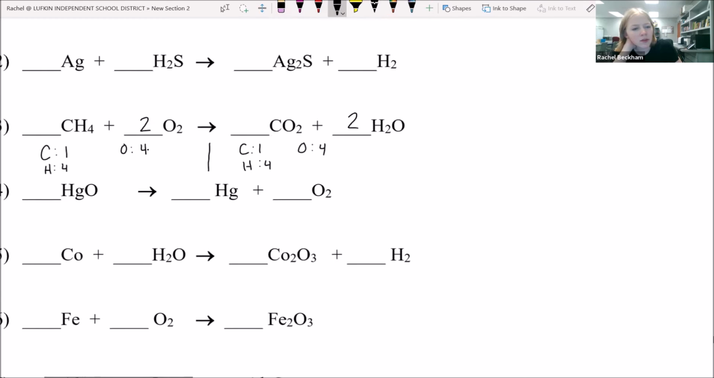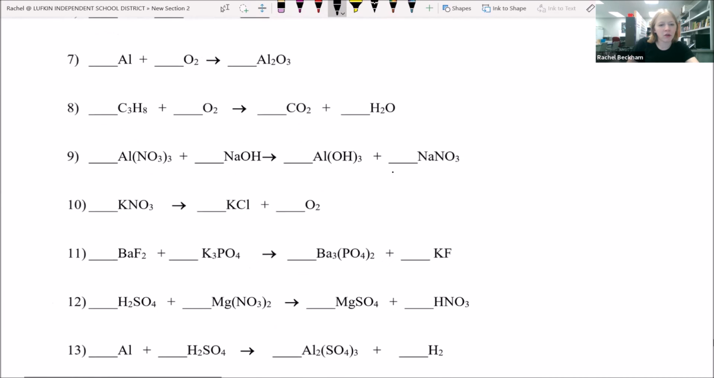And now when I look at everything, it should all be even. So I'm going to put a 1 here and a 1 here. Okay. See if that makes sense. And I'll go a little bit slower for this one right here.